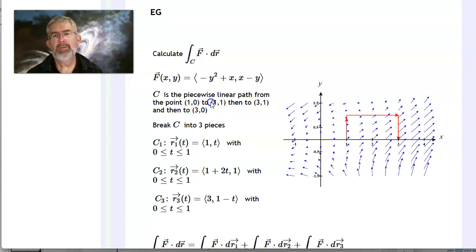And C is the piecewise linear path from the point (1, 0) to (1, 1), then to (3, 1), and then to (3, 0). So I've got a picture over here. The little blue arrows are the vector field, and the curve that I want starts here at (1, 0), goes up to (1, 1), and then it moves over to (3, 1), and back down to (3, 0).